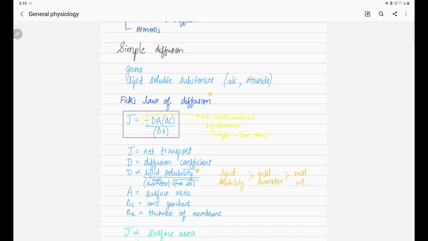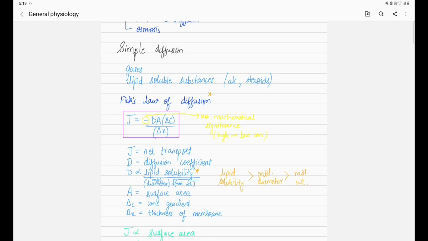Now this D here, that's diffusion coefficient, is directly proportional to lipid solubility, inversely proportional to molecular diameter, and inversely proportional to the square root of molecular weight. So if you want to decide the substance that will diffuse faster, you will first compare the lipid solubility, then the molecular diameter, and then the molecular weight.